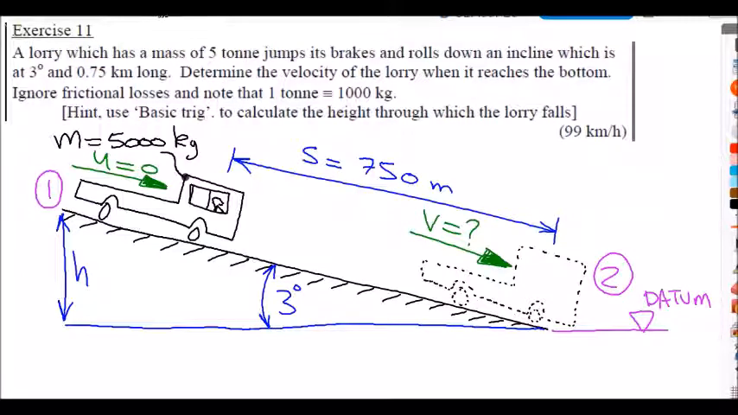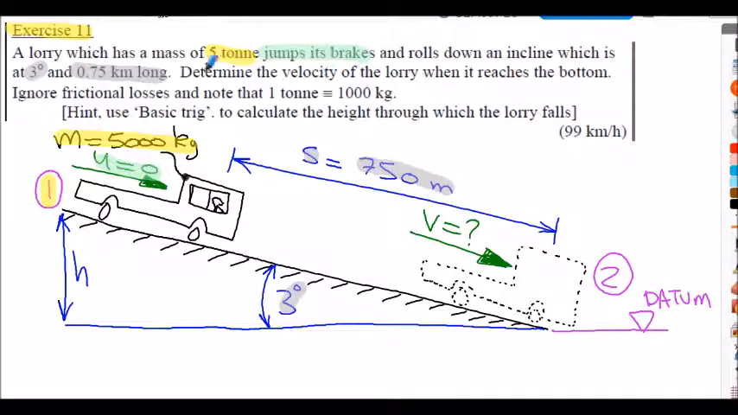So exercise 11, here's our lorry, the top of the incline. I've called that position 1 here. It's a 5-ton lorry. I've converted that to a mass of 5,000 kilograms. The lorry releases its brakes, so that means the initial velocity was 0 at the top of the incline, and it rolls down the incline, which is 3 degrees to the horizontal here, and is 0.75 kilometers in length. So my S dimension here is 750 meters.